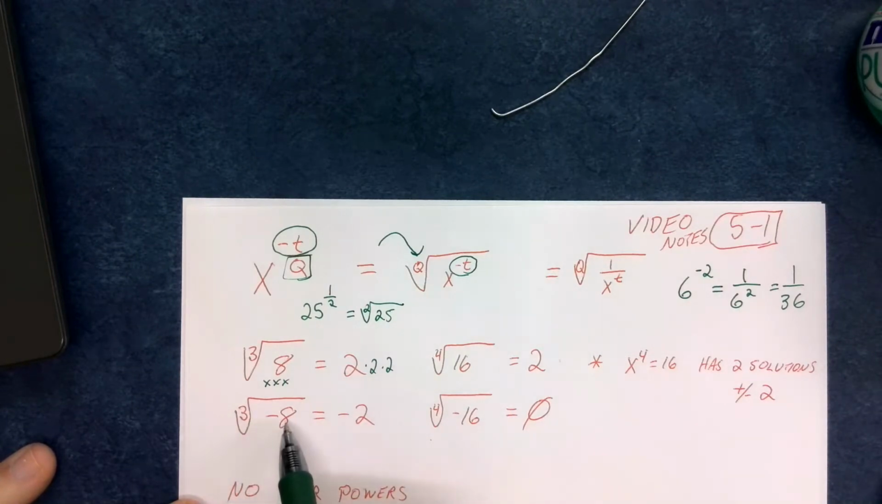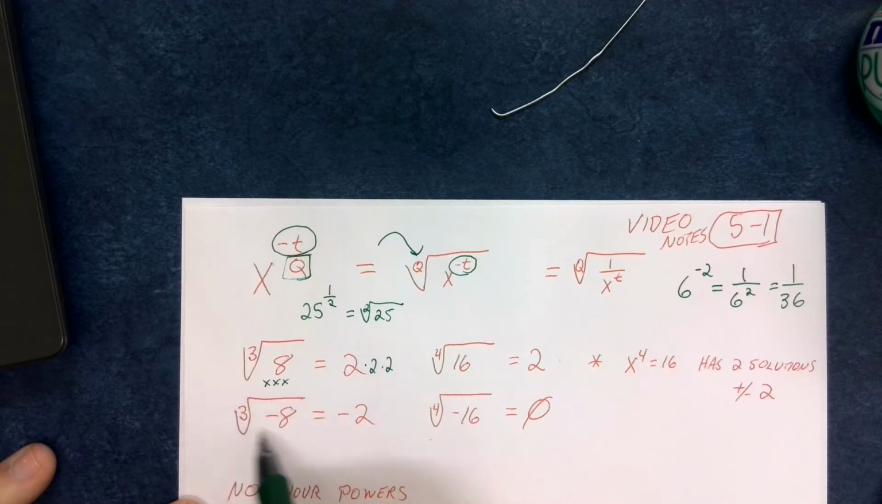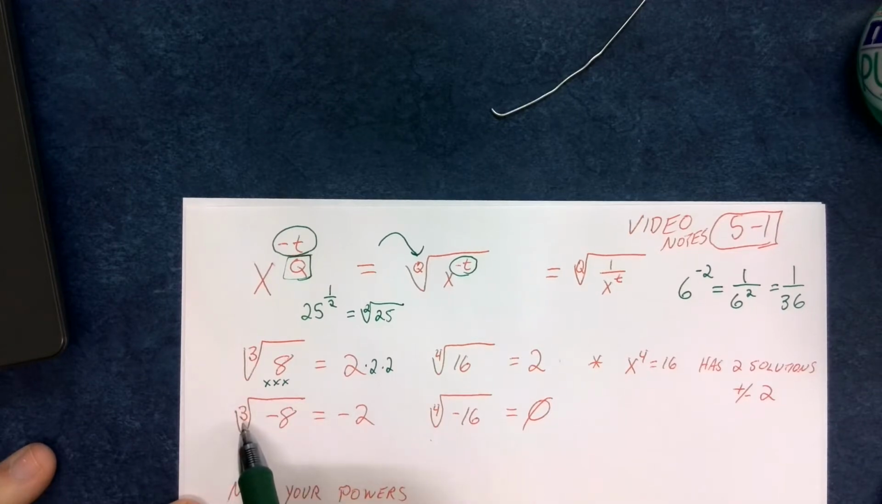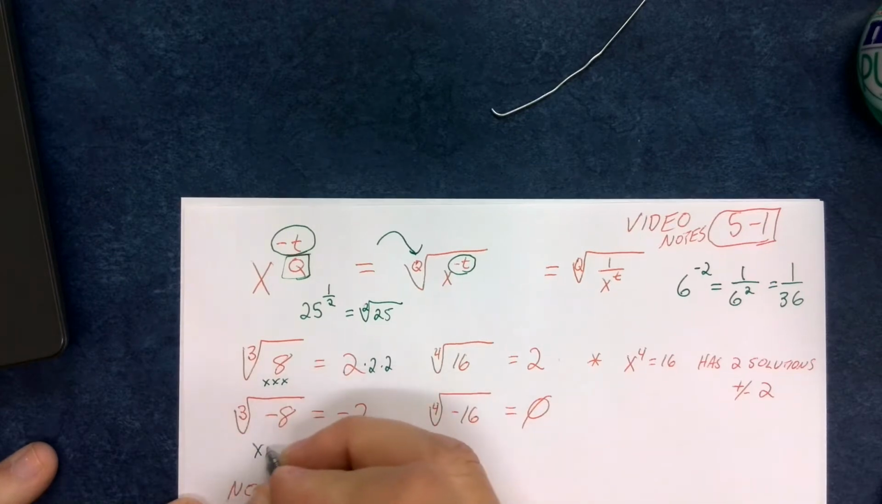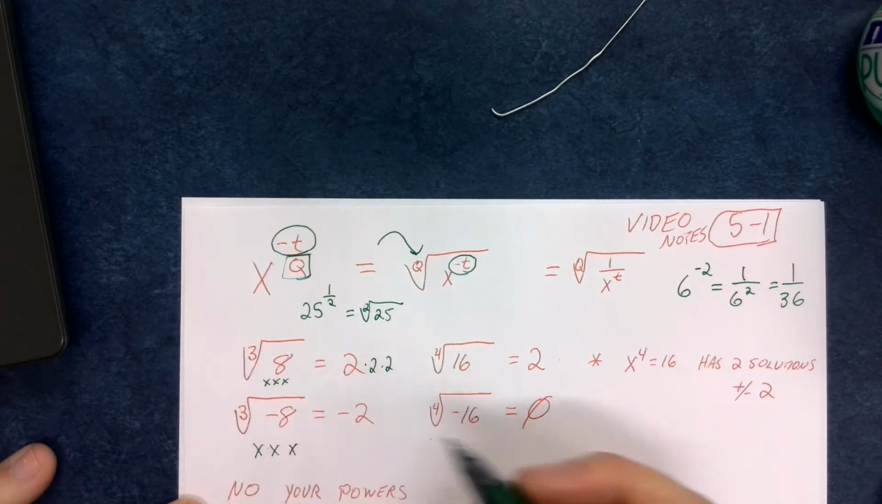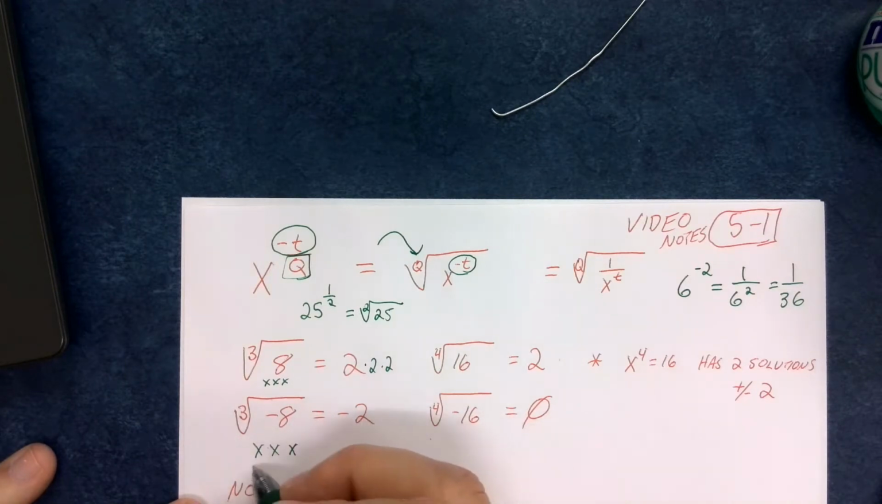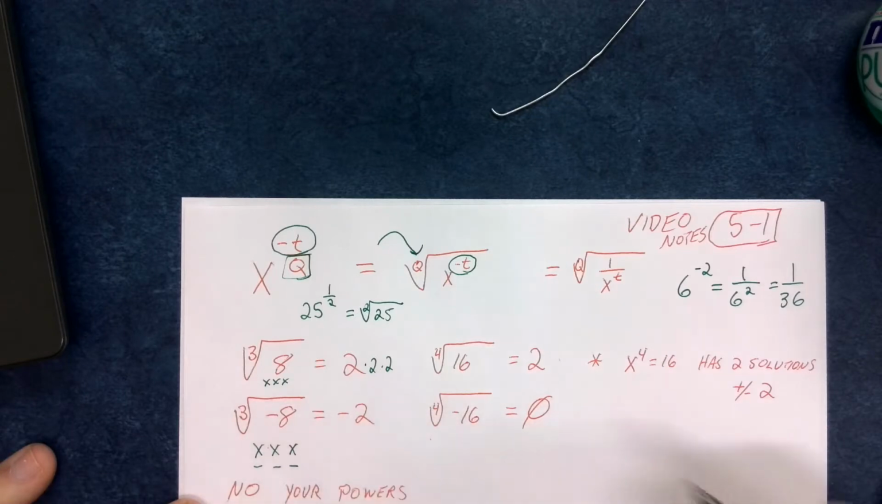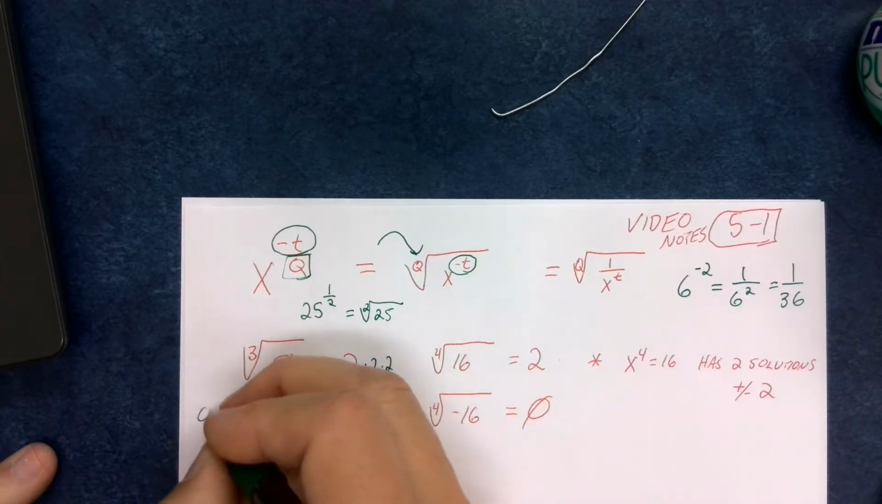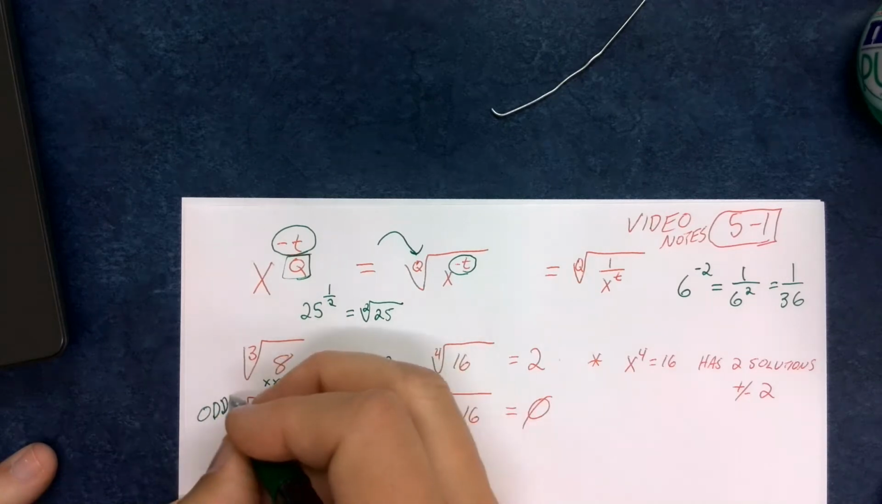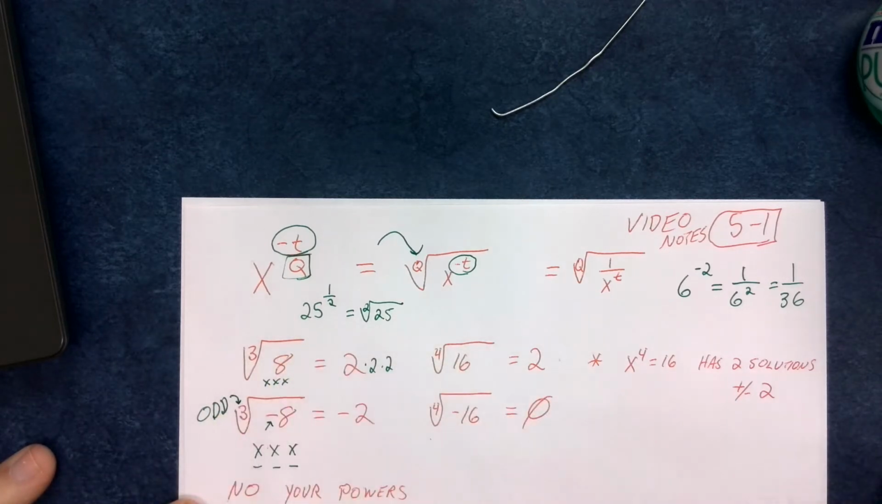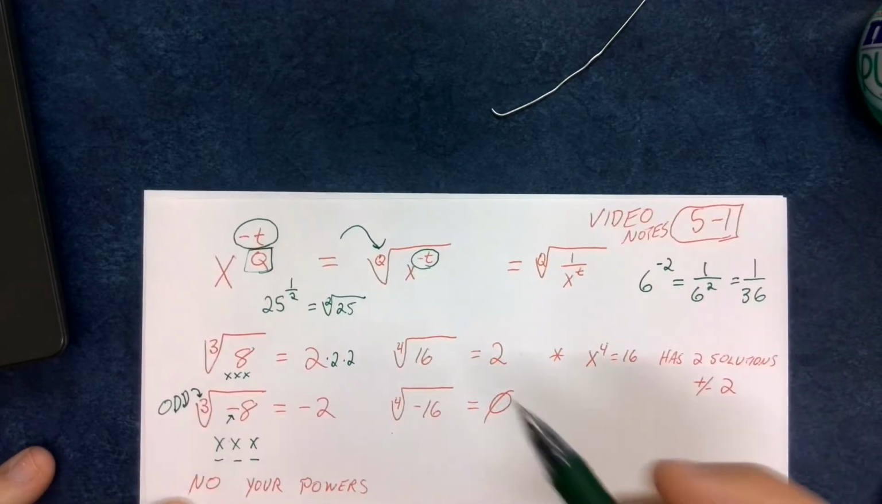So how about this? Cube root of negative 8. Okay, normally when we have negatives under a radical, we just say that doesn't exist, right? But is it possible if we're looking for a cube root? Well, that means something times something times something that equals negative 8. And indeed there is: negative 2, because a negative times a negative times a negative can get you that negative. So the gist is this: with odd roots, 1, 3, 5, 7, 9, and so on, you can get solutions there.